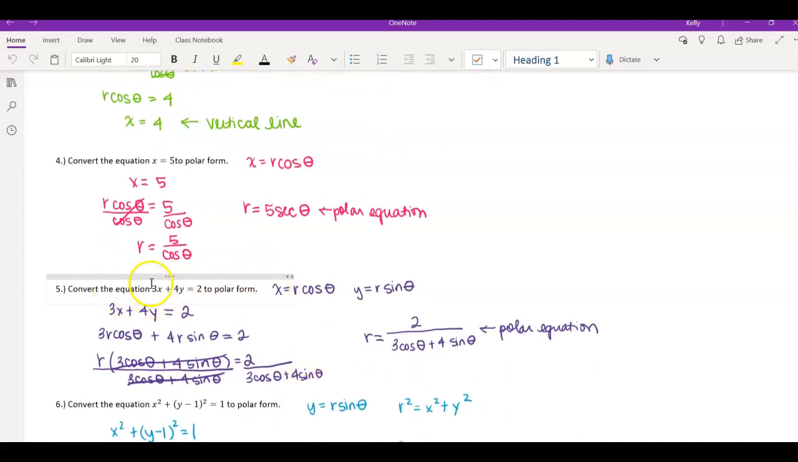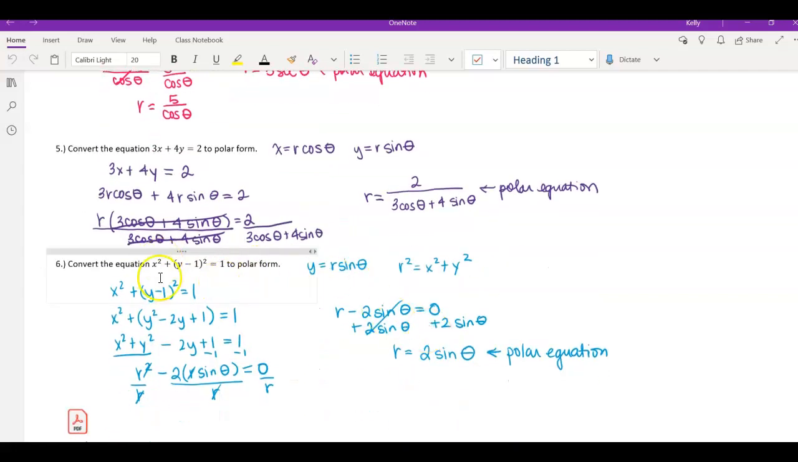All right, over here, 3x plus 4y equals 2. I'm going to need both of those: x equals r cosine theta and y equals r sine theta. Plug those in for x and y. And then I'm going to go ahead and factor out that r. So notice both of those groups have an r in them. So that's my greatest common factor. Pull that out in front. I'm left with 3 cosine theta plus 4 sine theta. Divide that out so that r is by itself. And that's how I get r equals 2 over (3 cosine theta plus 4 sine theta). And that's where you want to leave that one.